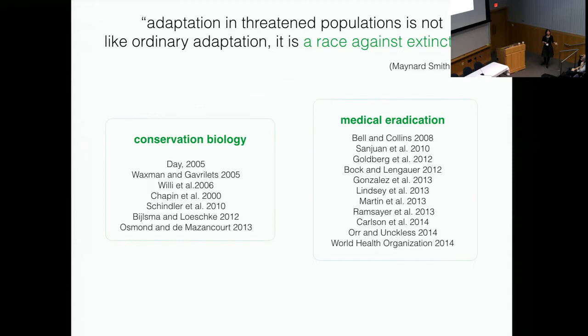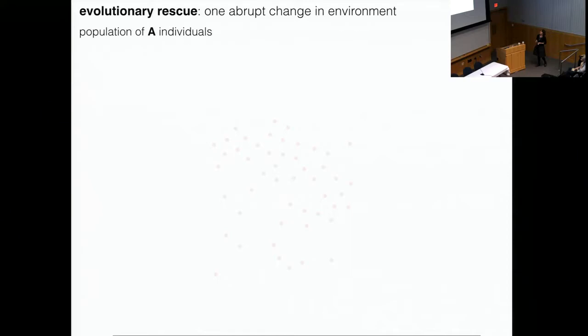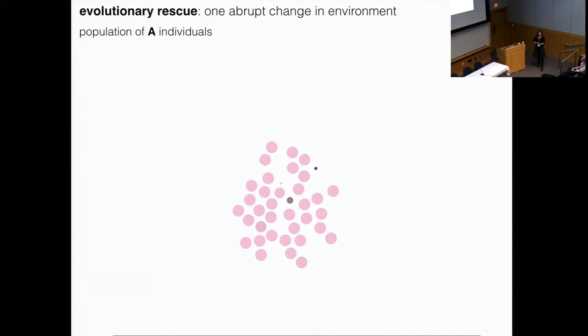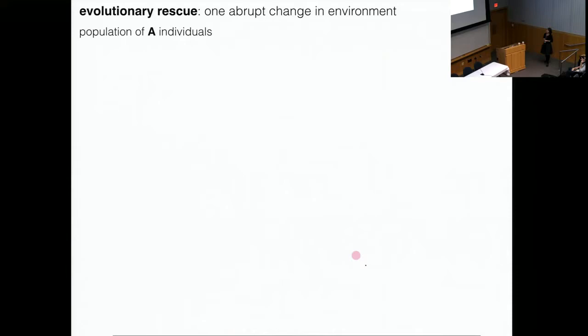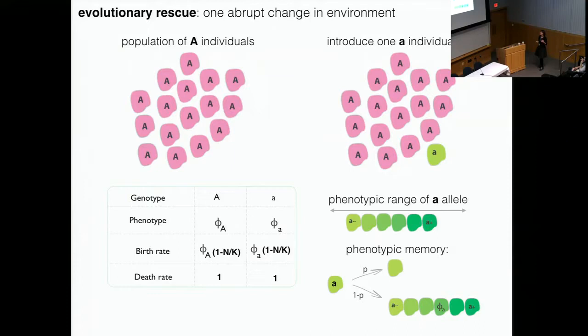So we wanted to see what happens if we now have a population of individuals that, instead of having a fixed population size, can have this probability of going extinct. We always start with a population of individuals that has a death rate higher than its birth rate. So we know that to start with, the population fixed on the wild type would go extinct. And now we ask, what happens if in this population we introduce, same as before, one individual that has access to a wider range of phenotypes, with this probability of phenotypic memory between generations. Now the model is framed in terms of birth rates and death rates. Here N is the changing population size and K is the carrying capacity of the population.